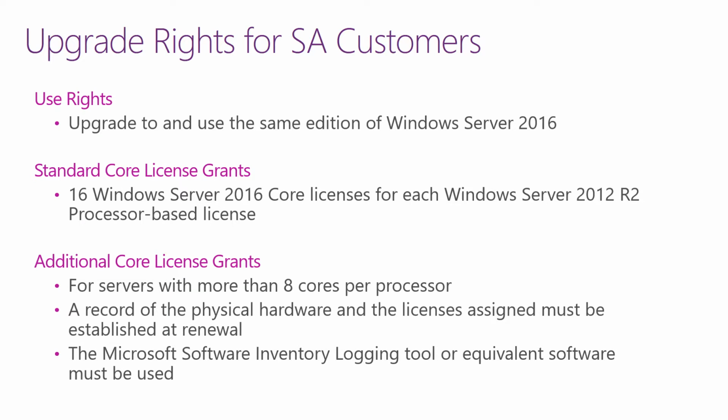As an example, if you imagine a server with two 10-core processors, the customer would have bought one Windows Server 2012 R2 processor-based license for this server. And if they just get the standard grant of 16 Windows Server 2016 core licenses, then this clearly isn't enough. They need 20 core licenses. So Microsoft make this additional grant free of charge. And all the customer has to do at the time of software assurance renewal is to keep a record of the actual physical hardware used and the licenses assigned to it. This record must be machine generated, and the Microsoft Software Inventory Logging tool or any equivalent software may be used.